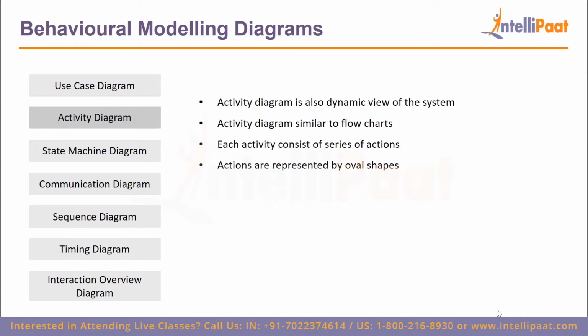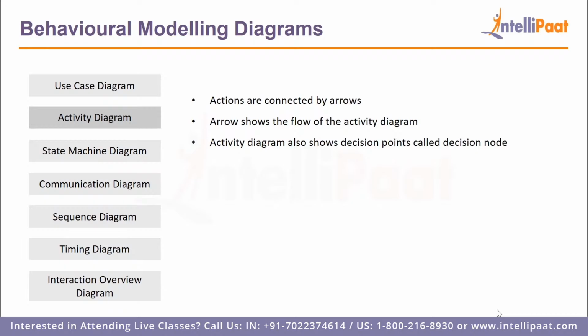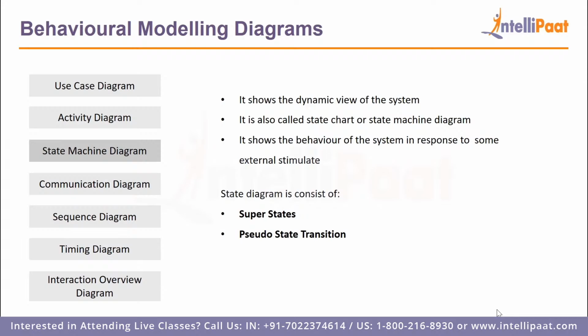So an activity diagram is a type of dynamic view of the system. An activity diagram is similar to a flowchart, and each activity consists of a series of actions, and the actions are represented by oval shapes. The actions are also connected by arrows. An arrow shows the flow of the activity diagram, and the activity diagram also shows the decision points that are called decision nodes.